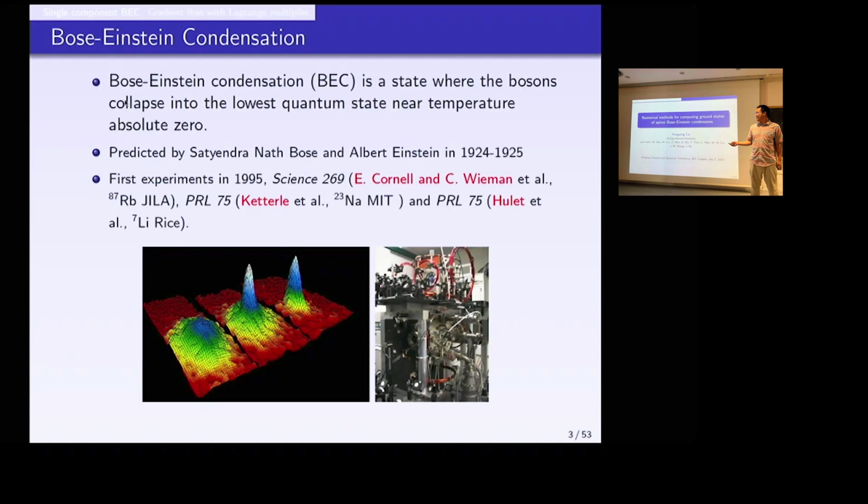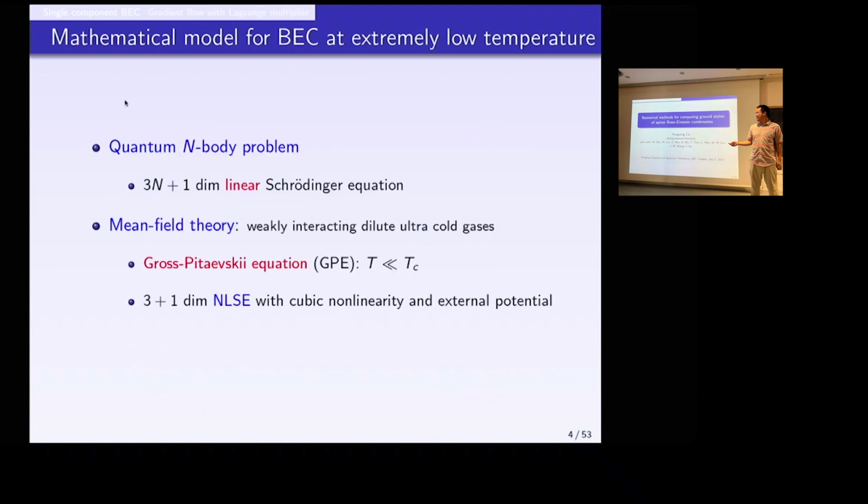So this BEC is quite standard. We have seen quite a lot in the previous talks, and what I'm interested in is the mathematical model here. Of course, this is a quantum many-body problem, so we can describe it by this linear Schrödinger equation, but with very high dimensions. For the simplest description, we can use this mean field approximation. We have this GP equation. So the dimension is much lower, but then we pay the price of nonlinearity here.